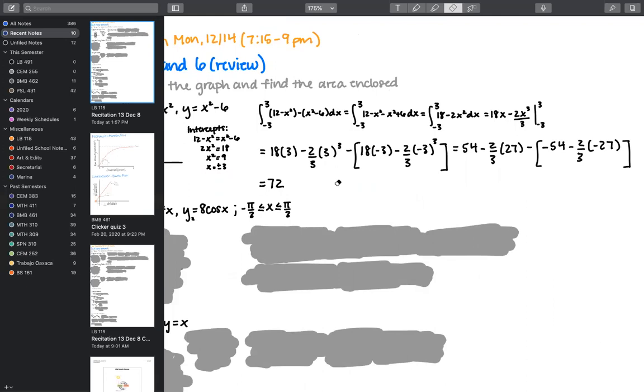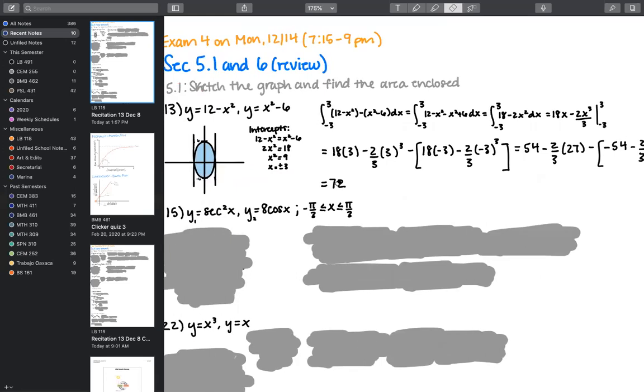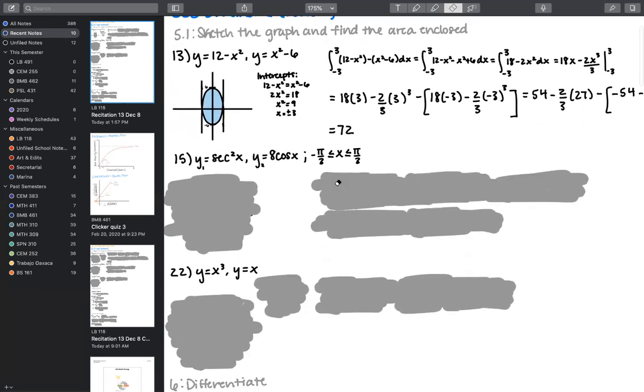Any questions as to the setup of these problems or the evaluation of the integrals or antiderivatives? All right.